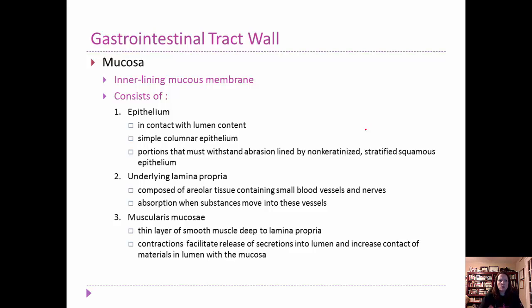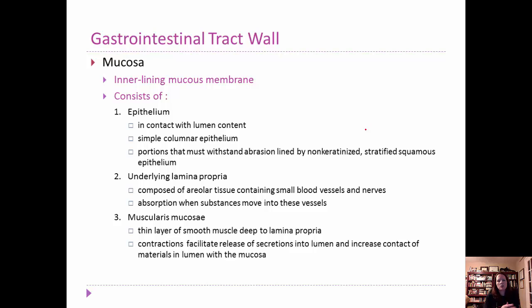And we'll talk about absorption and how nutrients are going to go through the epithelium. Because remember, simple columnar is responsible for secretion and absorption. So as soon as that nutrient goes into the simple columnar, it is going to move into the blood vessels here in the lamina propria of the mucosa. And then we also have a very small, thin, smooth muscle layer here in the mucosa called the muscularis mucosa, and that's where it gets its name. That's why it's called the muscularis mucosa, because it's found here in the mucosa.